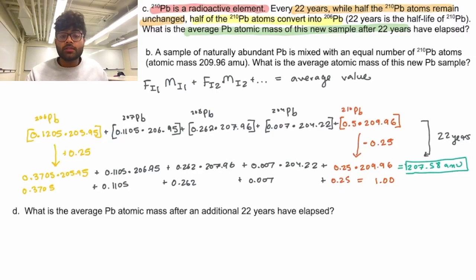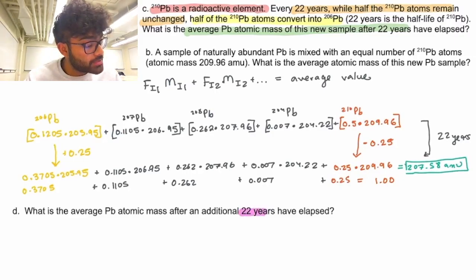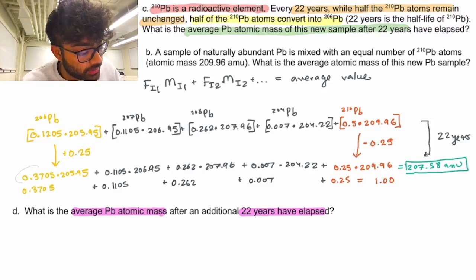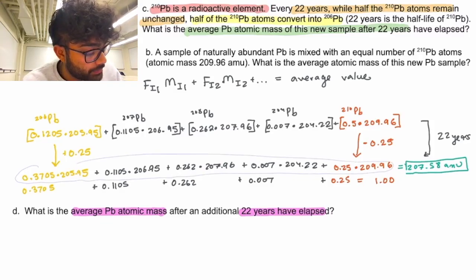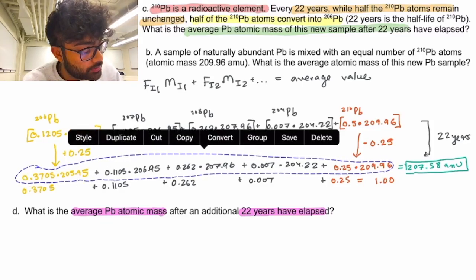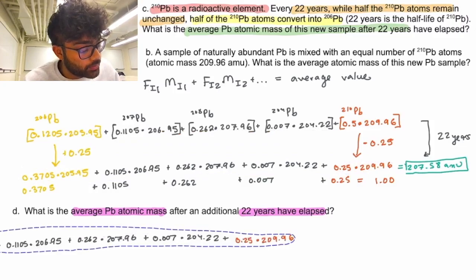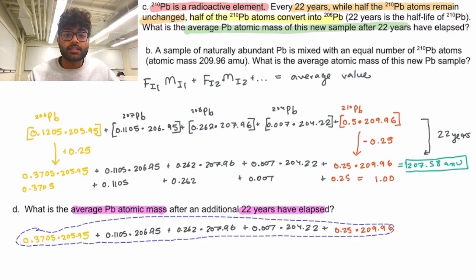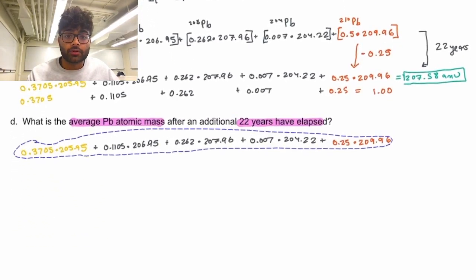So in Part D, we have another 22 years elapsing, and we want to figure out the new average lead atomic mass. So we're going to do this very similarly. We're going to start with the information from Part C. So let's take our expression that we used in Part C, and we can copy that right down. We know this is how we must start. And let's give ourselves a little more room for this problem.